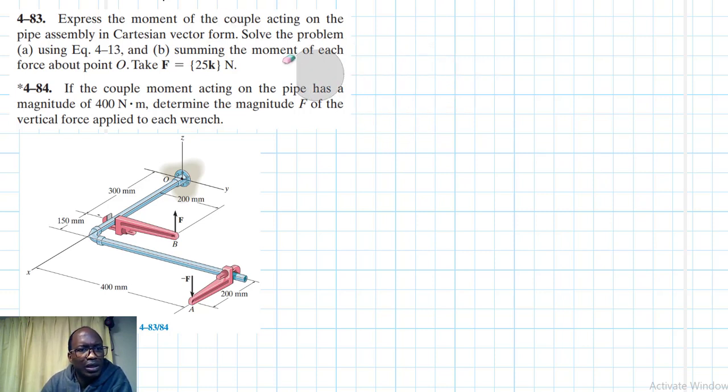Okay. And in B, we have been asked to sum the moments of each force about point O. Given F is equal to 25 newtons. And in case 2, if the couple moment acting on the pipe has a magnitude of 400 newton meter, determine the magnitude F of the vertical force applied to each wrench. This problem is coming from the Engineering Mechanics Statics textbook, the 10th edition by R.C.